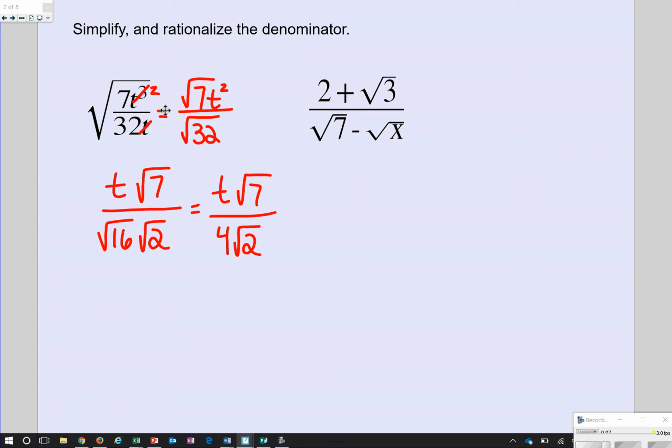Now we just have one term in the denominator, so to rationalize this denominator, I multiply it by square root of 2 over the square root of 2. And my final answer will be t times the square root of 14 over, in the denominator, the square root of 2 times the square root of 2 is 2, so 4 times 2 is 8.